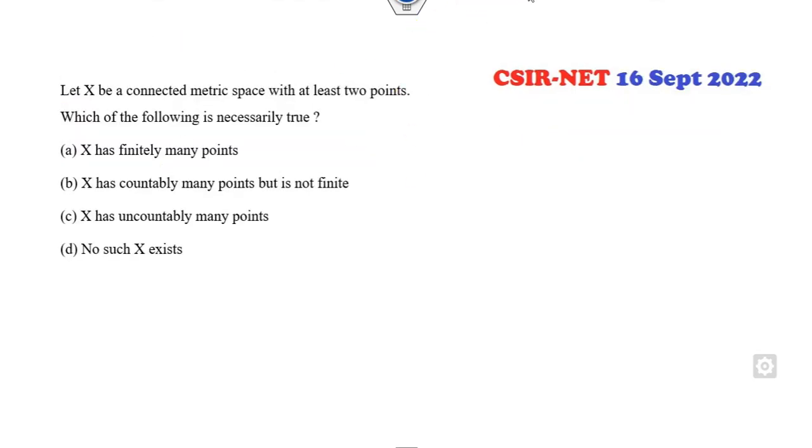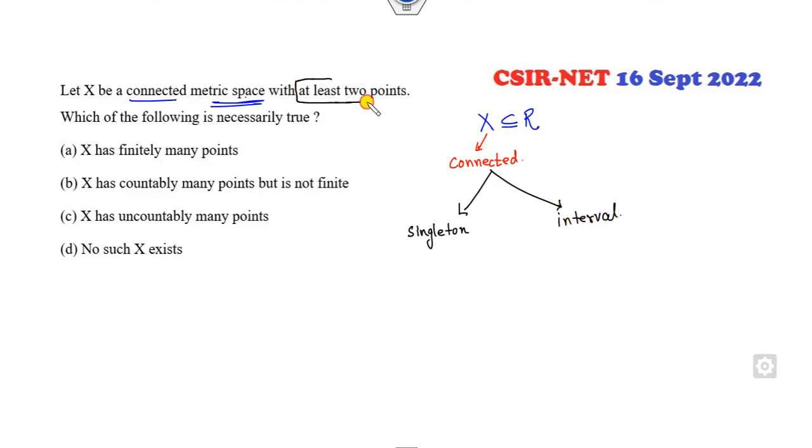Okay, let X be a connected metric space with at least 2 points. Then which of the following is necessary? So let's say metric space, I consider R as my metric space. X has the property that it is connected. So as I told you, what are those choices? Either it is a singleton or it is an interval. Now look at the property, at least 2 elements. It means it is not a singleton. It means this is my interval.